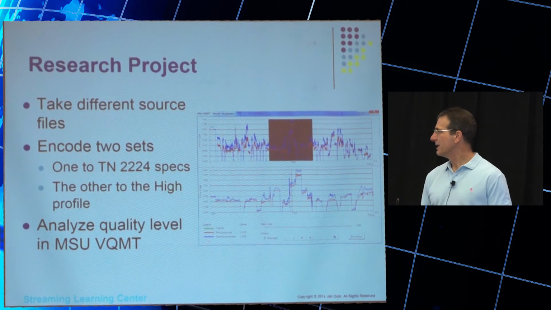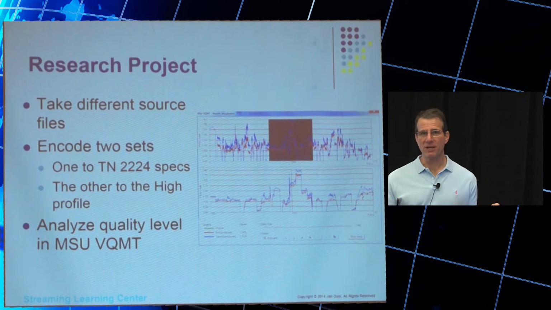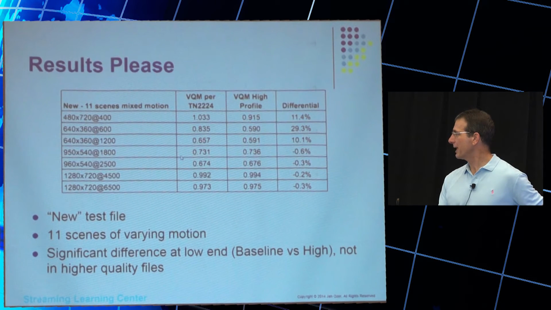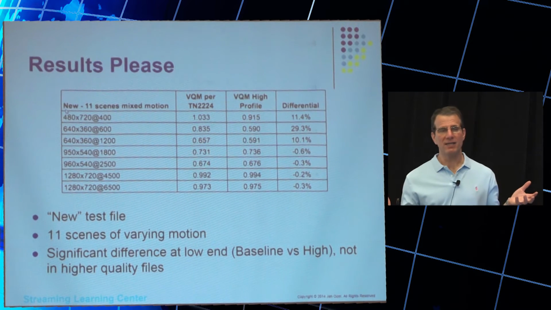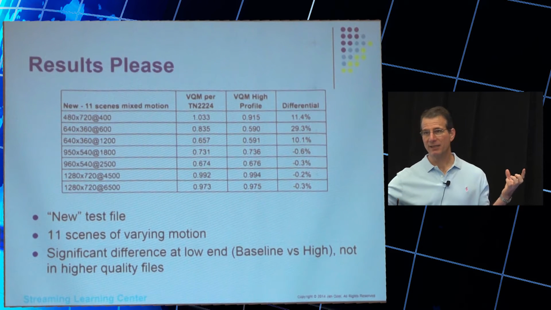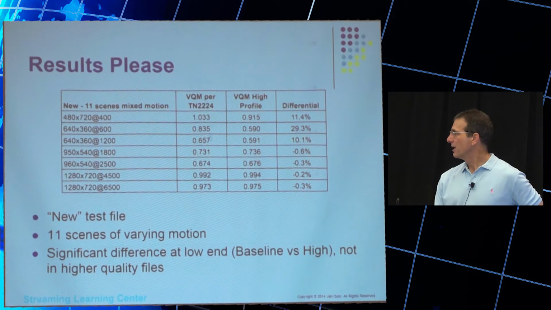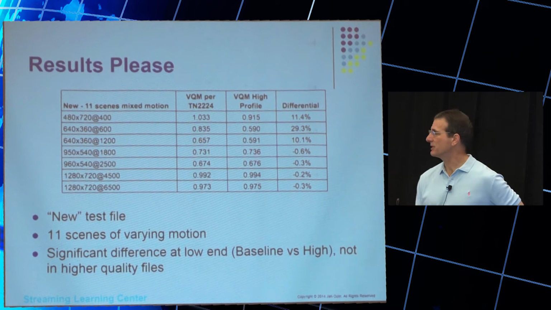So here's another application of the video quality measurement tool, and I just wanted to see how much difference there is in the files. And this is the cute picture of the tool again. What I did here was use a test file with significant scene variability. This is not your talking head. This is very low motion at the start, very high motion at the end. I encoded it with these parameters, which are directly off the TN2224 recommendations. So these are all baseline, these are all main, and this is high here. And then I measured the VQM using the Moscow tool that we looked at a few minutes ago.